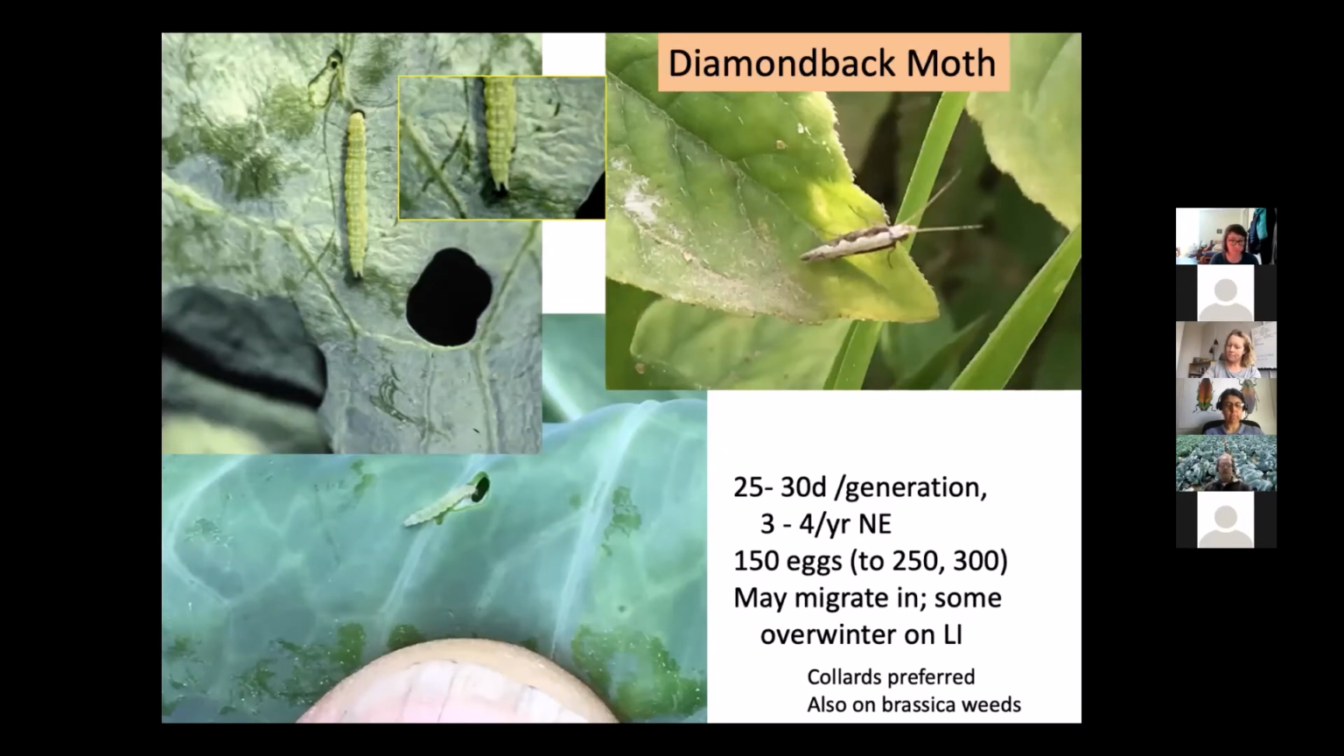But we do know that diamondbacks are overwintering in our area and are probably overwintering, or capable of it, further north. And that's a reason sometimes to till under crop residues, so you're not dealing with overwintering populations that start out with them right away in the spring.